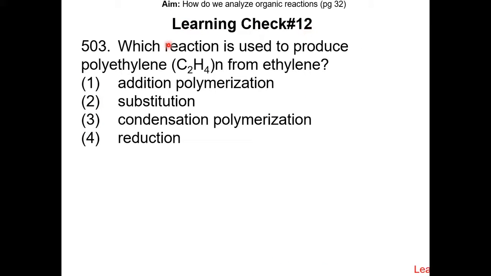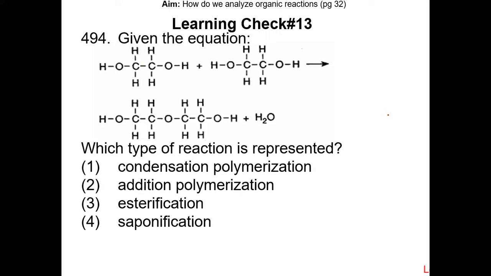Learning check number 12. Which reaction is used to produce polyethylene from ethylene? Pause the video, resume when completed. The chemical formula for ethylene is C2H4, which has a double bond. So the answer is choice 1, addition polymerization. Learning check number 13. Which type of reaction is represented? Pause the video, resume when completed. This reaction produces ether and water, so the best answer is choice 1, condensation polymerization.